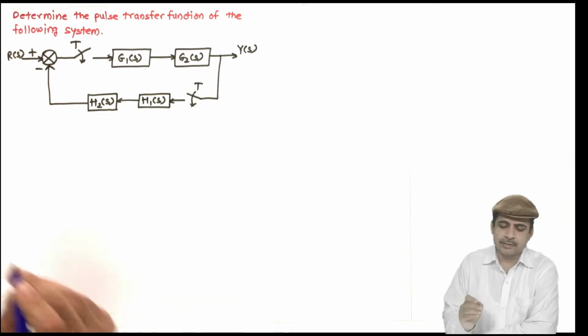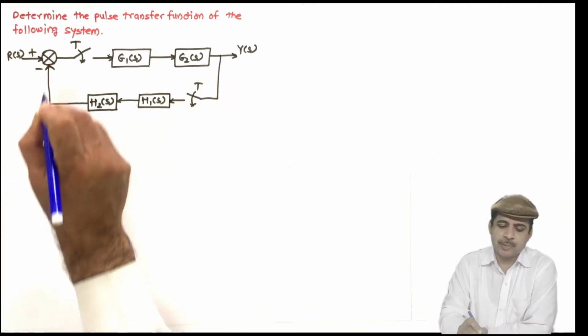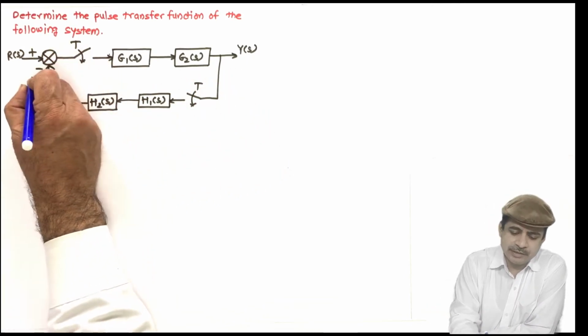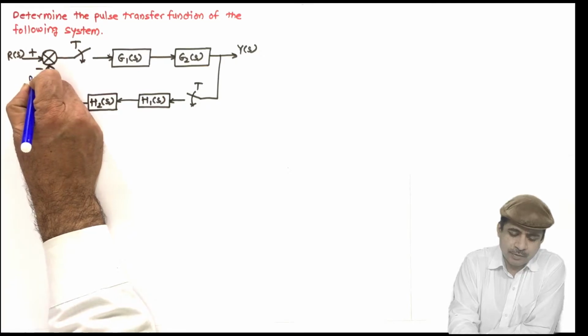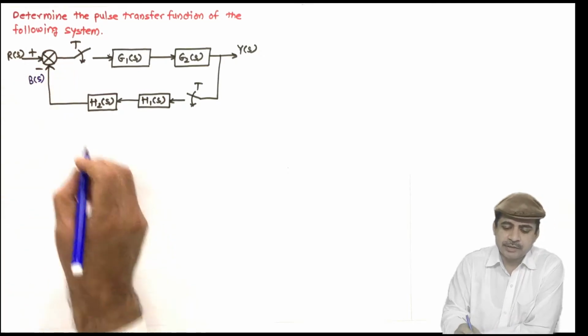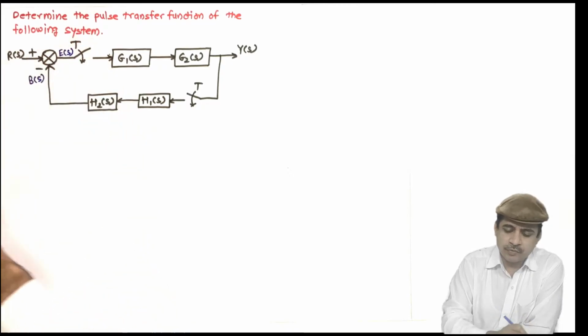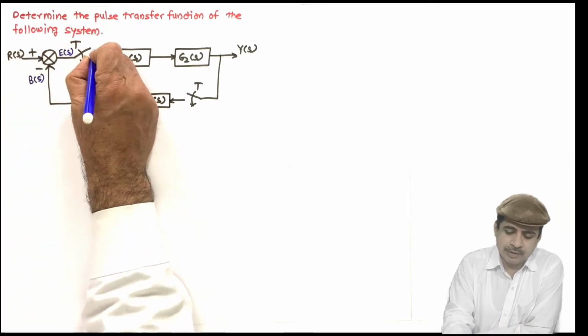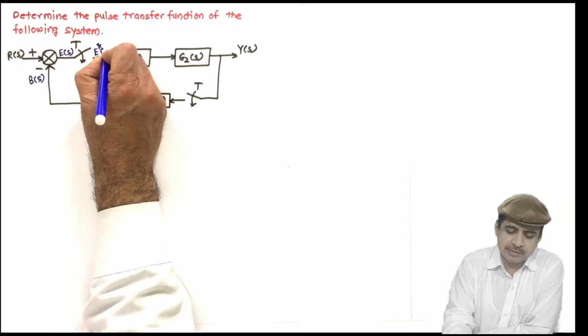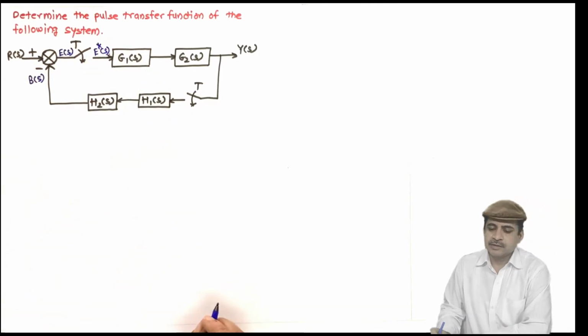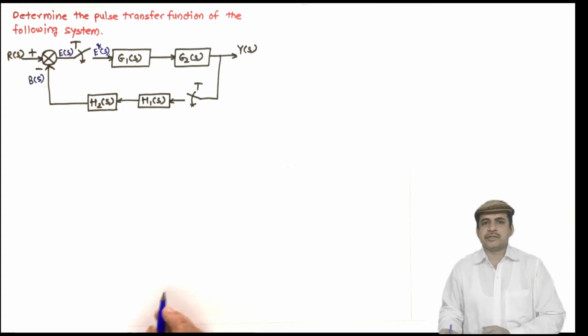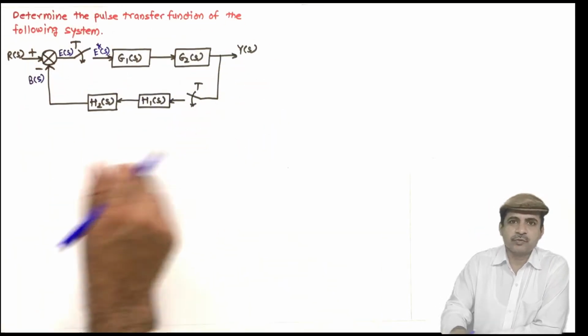So let us start, and first we have to give some auxiliary variables, like let this be B(s), let this be E(s), and then after the sampler this will be E*(s). And now let us start with the configuration we have.